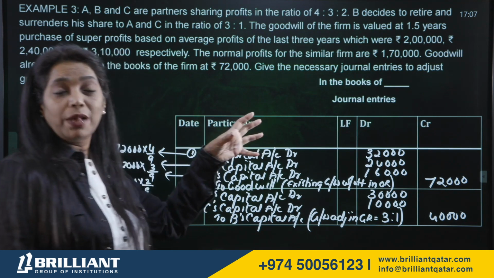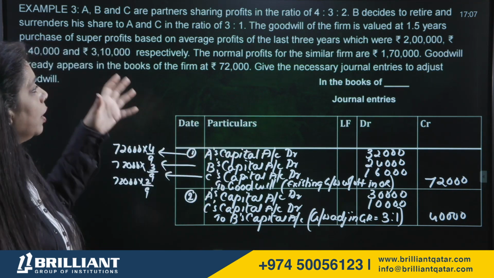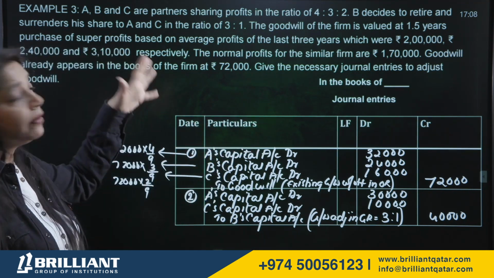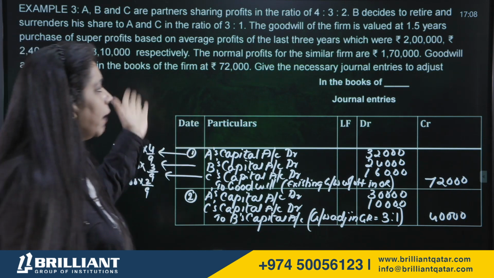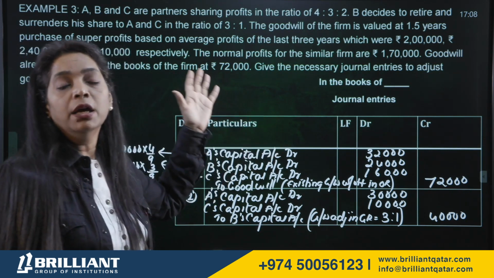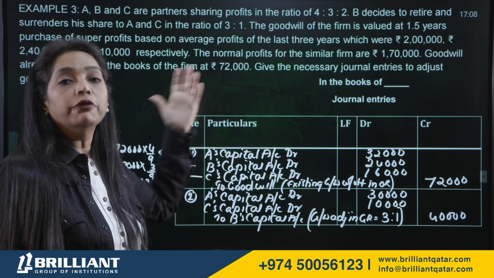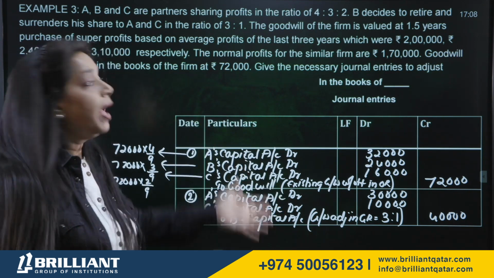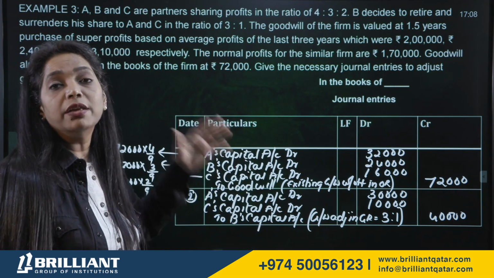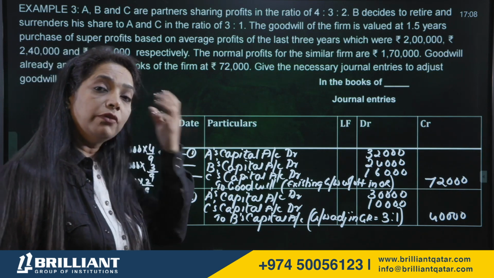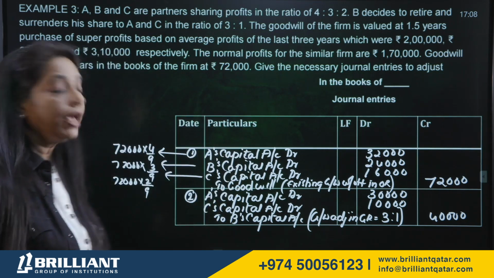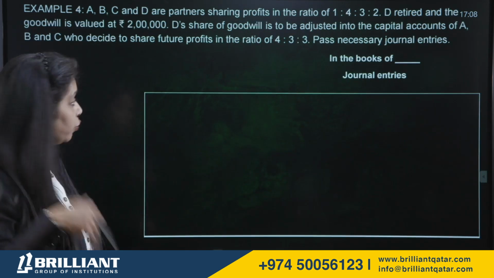A comprehensive question where you have a mixture of valuation of goodwill as well as retirement. So you have to first calculate the goodwill by the super profit method and then find out the retiring partner's share, and that retiring partner's share is distributed in the gaining ratio to the gaining partners. Let's go on to the next question.